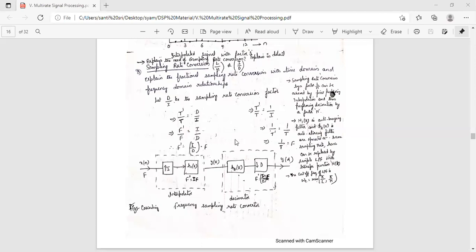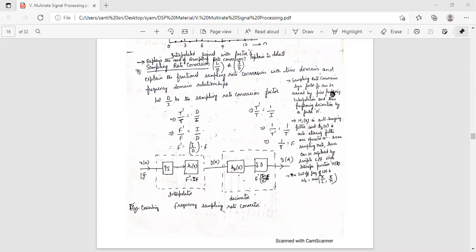These will be easy to understand later, but first we will see the structure. This is the interpolator structure, and this is the decimator structure. The interpolator structure is an upsampler followed by a filter. The decimator structure is a filter followed by a downsampler. This is the cascaded frequency sampling rate converter; these two are cascaded here.